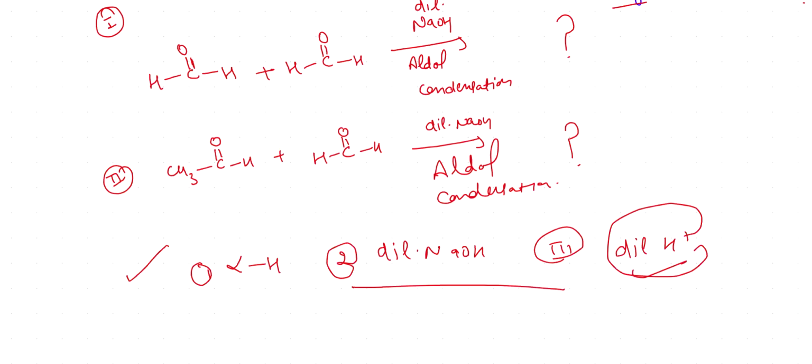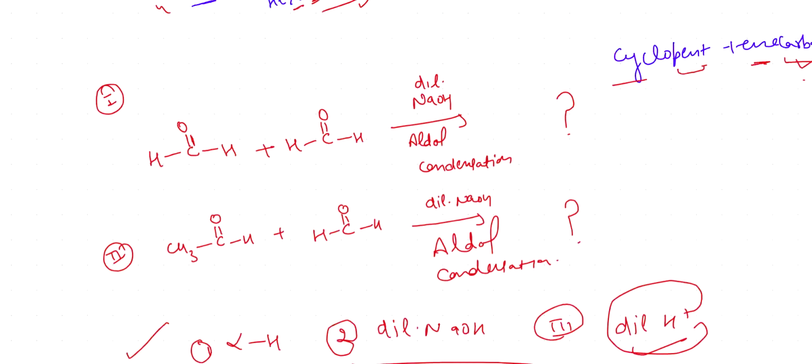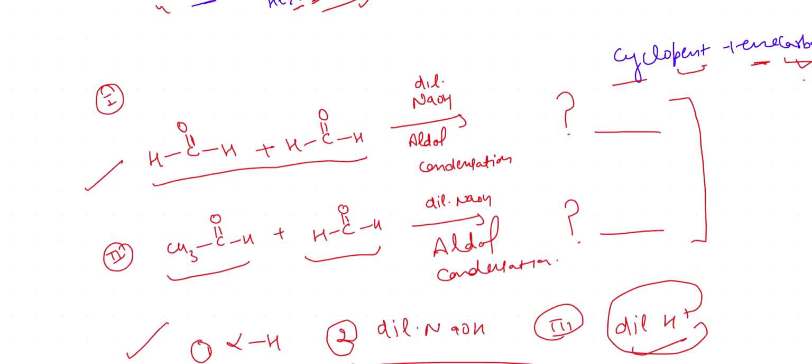So I am giving you two questions. Here are two molecules of aldehyde. One is ketone and aldehyde. You have to write the product over here by following the mechanisms. This is your question based on our previous lecture.